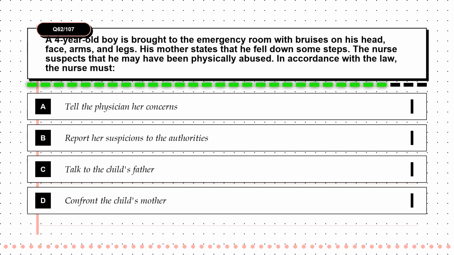Question 62. A 4-year-old boy is brought to the emergency room with bruises on his head, face, arms, and legs. His mother states that he fell down some steps. The nurse suspects that he may have been physically abused. In accordance with the law, the nurse must. Here are the options. Option A. Tell the physician her concerns. Option B. Report her suspicions to the authorities. Option C. Talk to the child's father. Option D. Confront the child's mother.